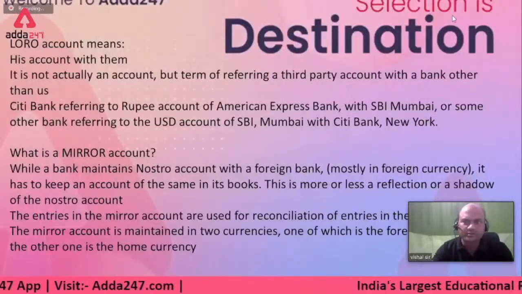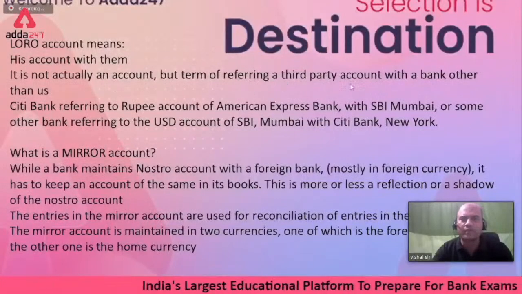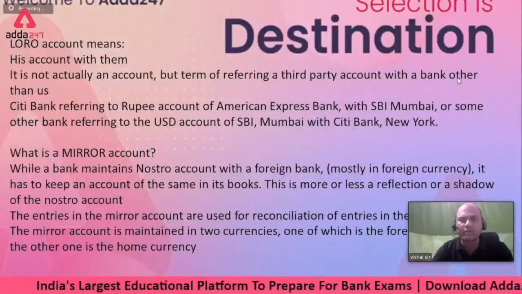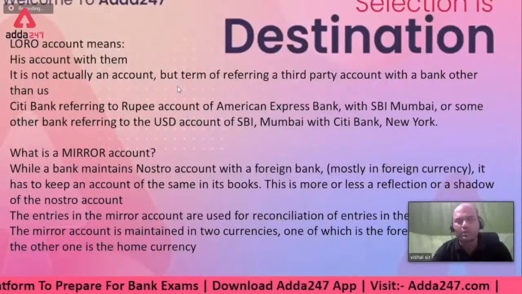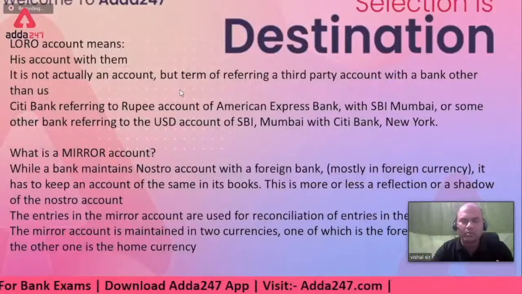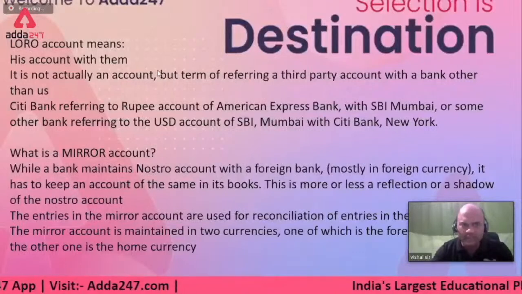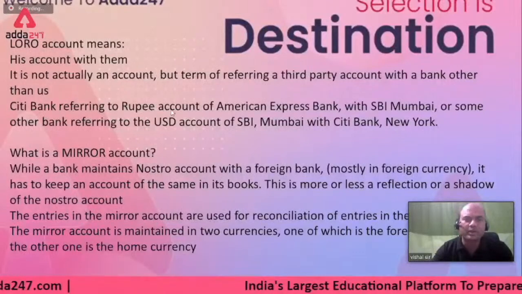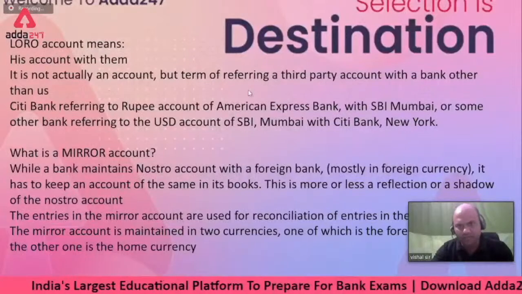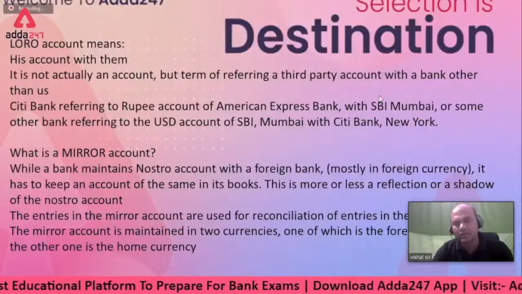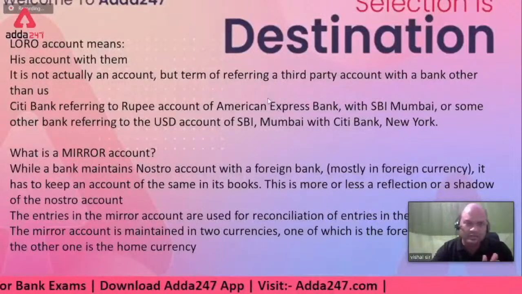Loro means what? Loro means their account with them. It's not actually an account, but a term for referring to a third party with a bank other than us. Both the banks dealing with each other are referring to some third party. That's Loro. For example, Citibank referring to the rupee account of American Express Bank with SBI Mumbai. Amex is maintaining an account with SBI Mumbai and Citibank refers to the Amex account. That is called Loro.